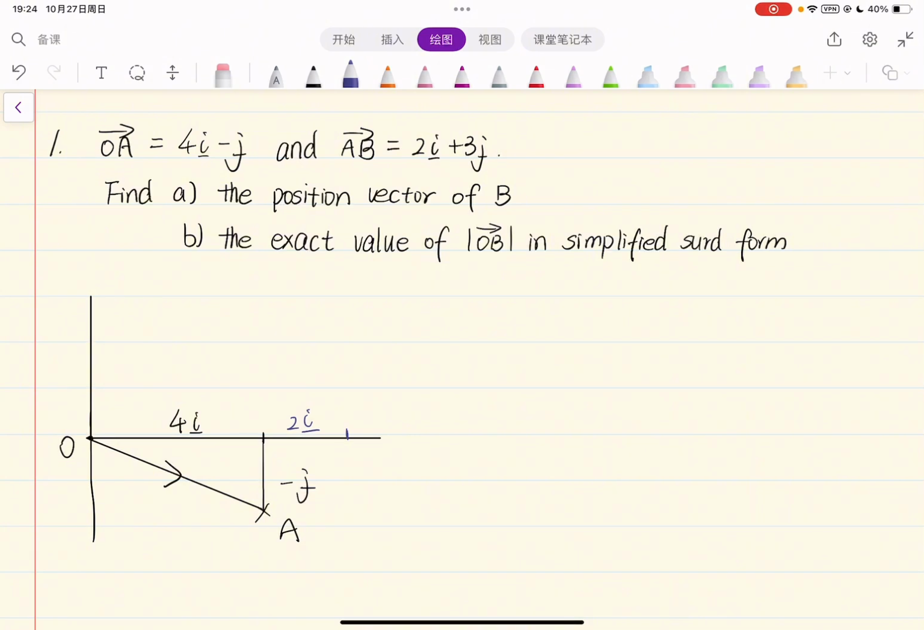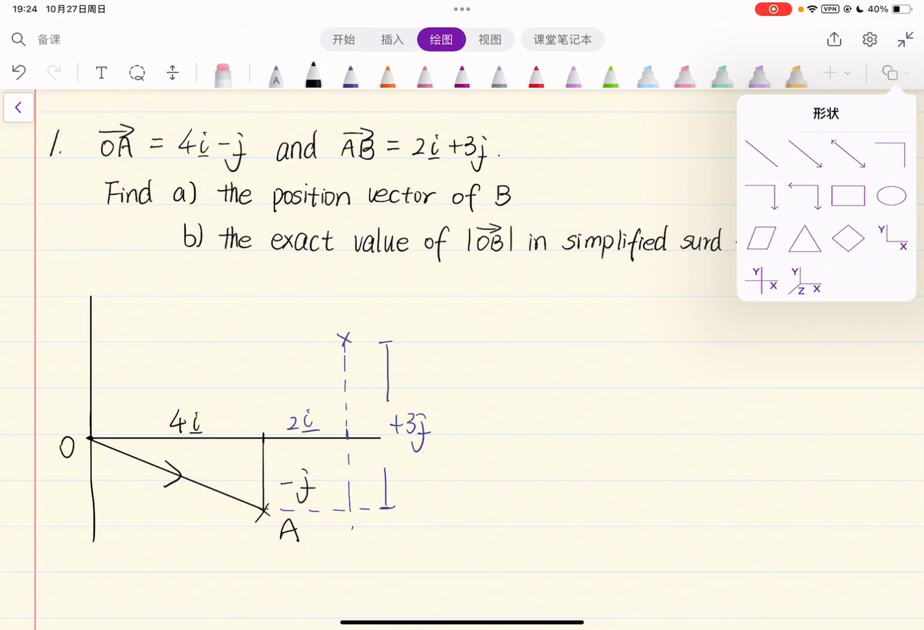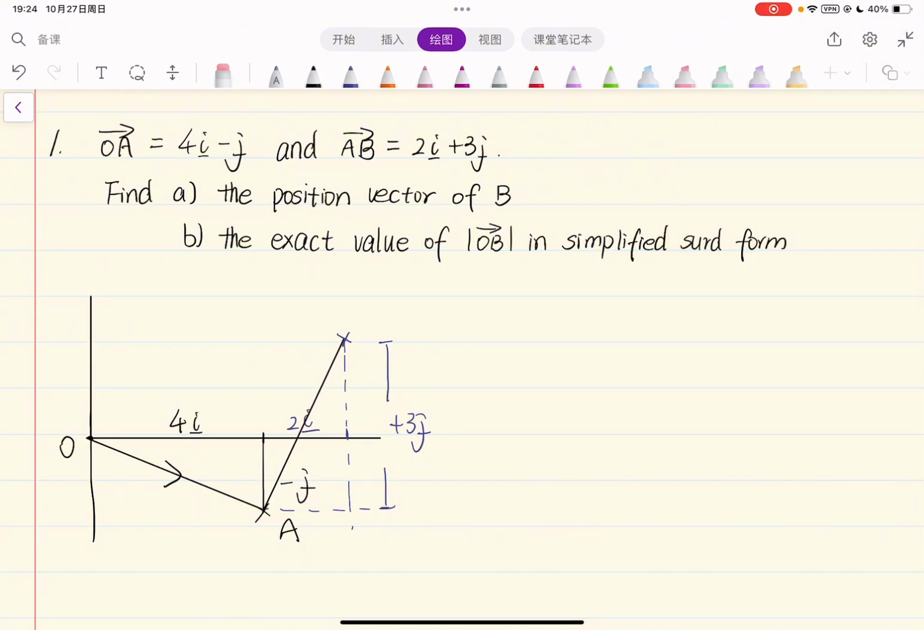So you need to start from here, plus 3j. So we have the point B over here. This is the vector AB, and to find the position vector of B, you need to find the vector OB.